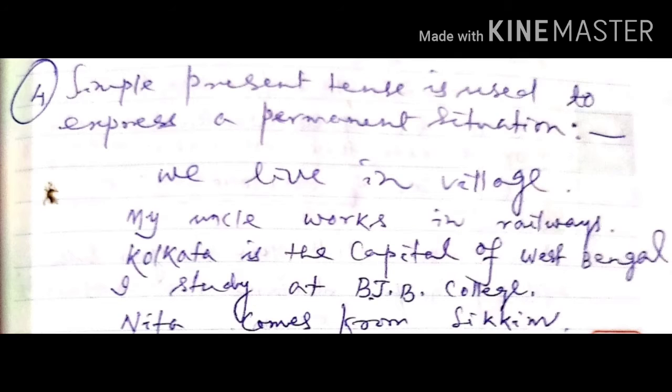Simple present tense is used in unrestricted natural form. For example, this house belongs to me, etc. Simple present tense is used to express a permanent situation. For example, we live in a village. My uncle works in railways. Kolkata is the capital of West Bengal. I study at BJB College. Nita comes from Sikkim. Bay of Bengal is to the east of India, etc.